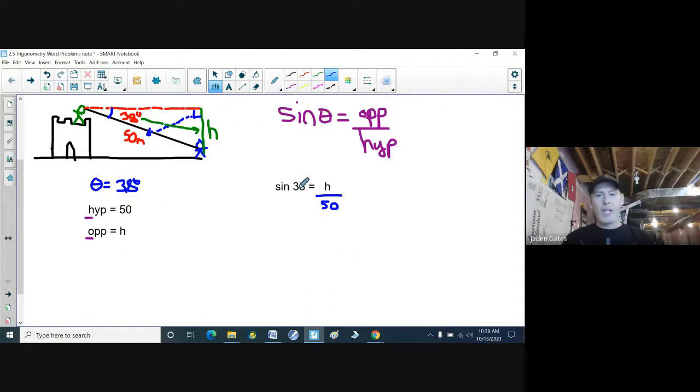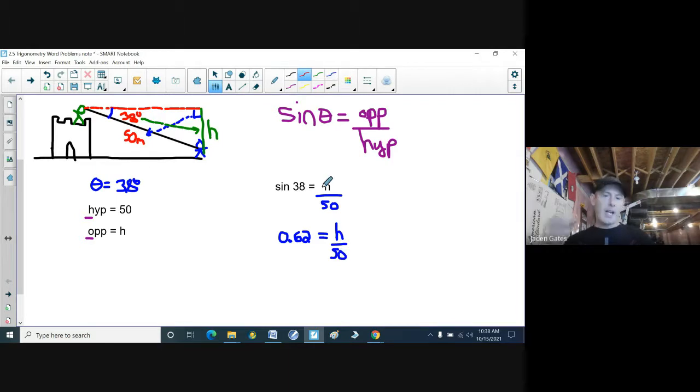Now that's sine 38. I can figure that out. Again, I don't have to do the inverse here because we have the angle. We're not working in reverse. We're working normally here. So I'm making sure I got my calculator in degree mode, which it is. And I hit sine 38. And I get 0.62. Again, that's equal to h over 50.